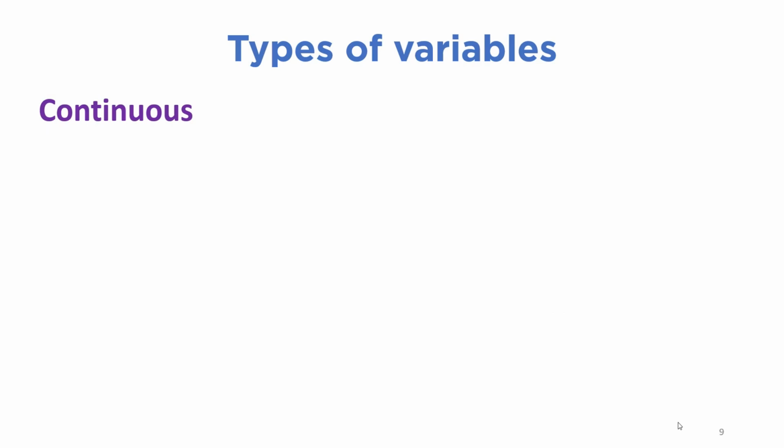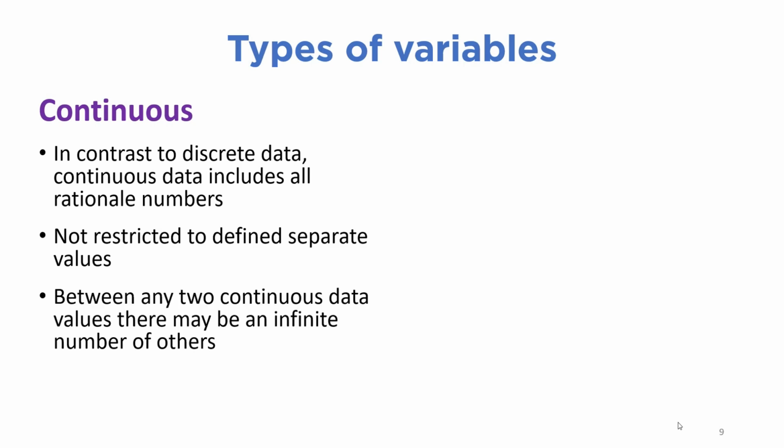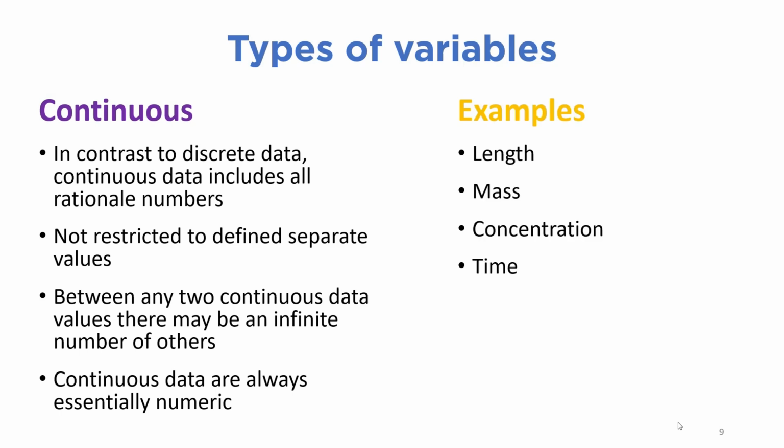Hence the word ordinal. All right, we also have continuous variables. So in contrast to discrete data, continuous data includes all rational numbers. It is not restricted to defined separate values. So between any two continuous data values, there may be an infinite number of other data points, and continuous data are always essentially numeric. So good examples: length, mass, concentration, time.